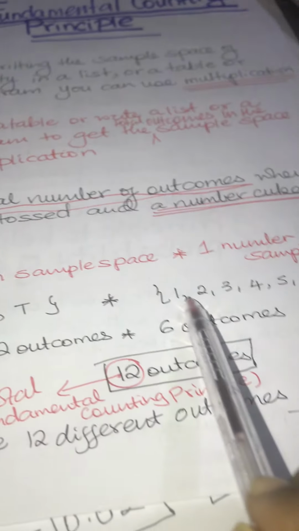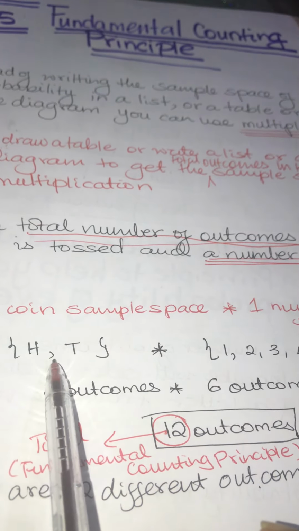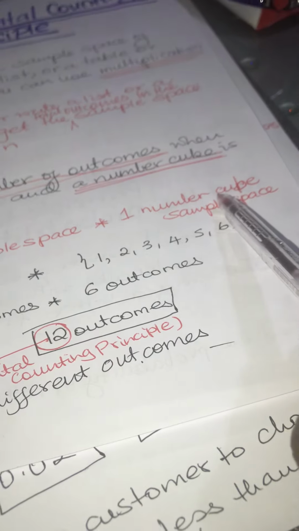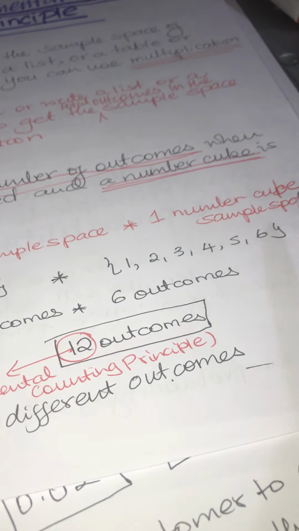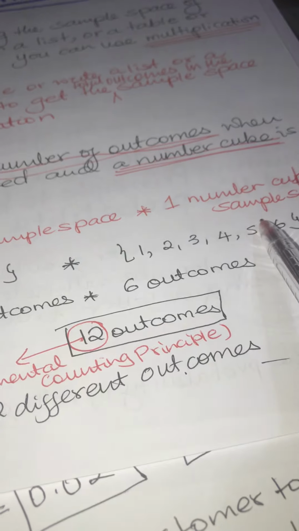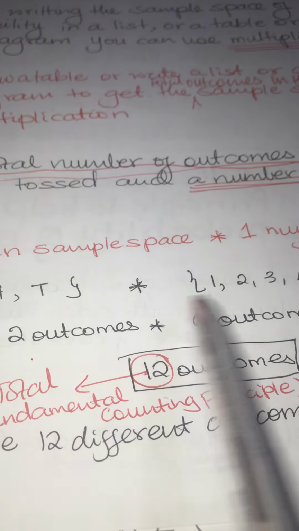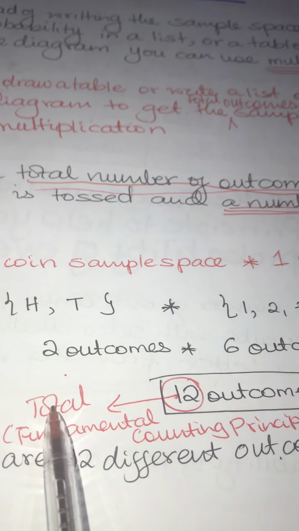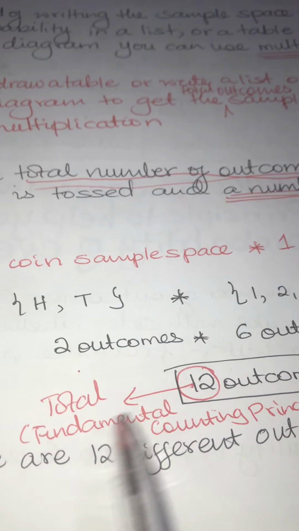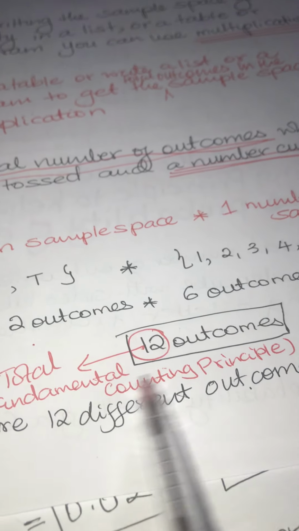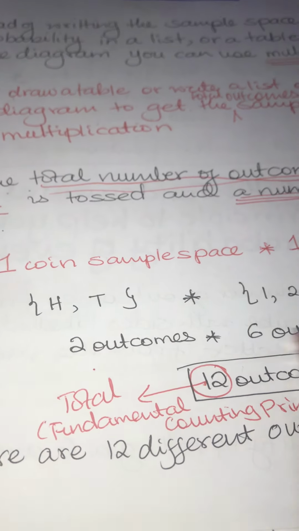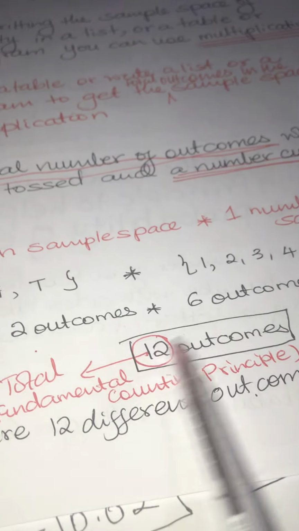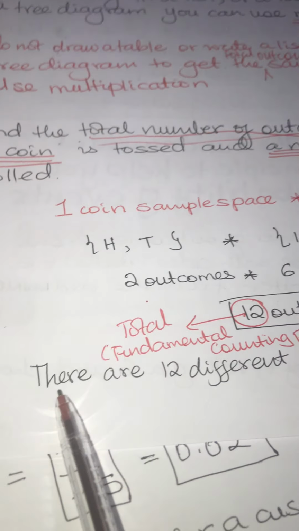Then I wrote my sample space. I wrote my sample space for the coin. I know there are two of them. I wrote my sample space for the number cube. I know there are 6 of them. I multiplied my two outcomes and I got 12. So my total number is 12. And this 12 is what I did. I used the fundamental counting principle. So this probability has 12 outcomes. So that's what I wrote. There are 12 different outcomes. I wrote my answer in numbers and I wrote my answer in words.